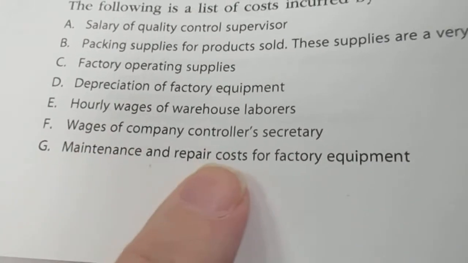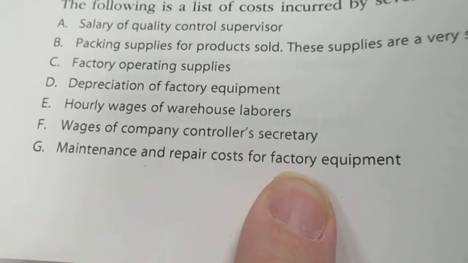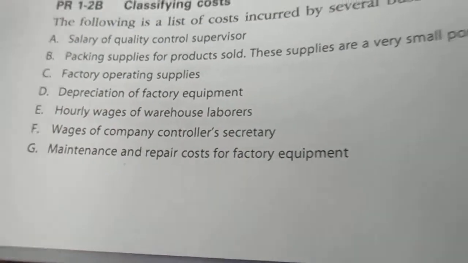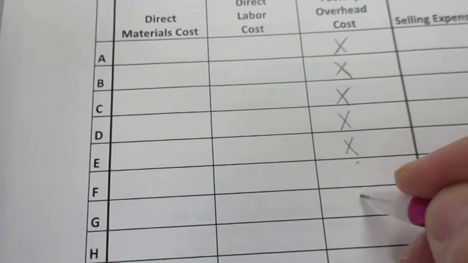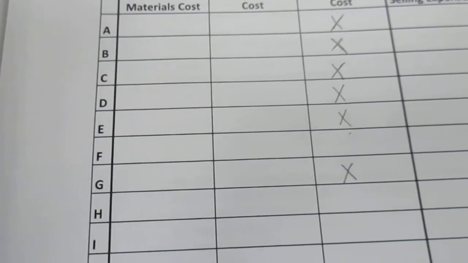G, maintenance and repair costs for factory equipment. There's that word again. That word factory popped up. It's not for a specific product, so letter G has to be factory overhead.